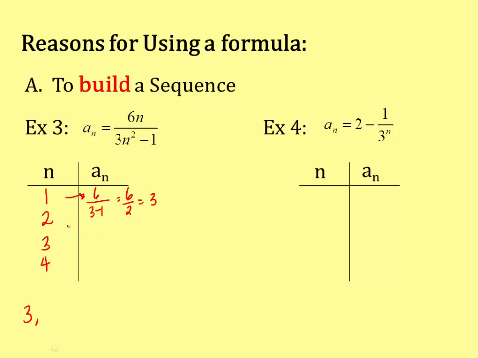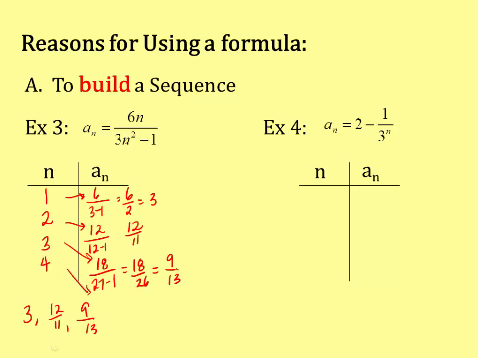Let's do 2. 6 times 2 is 12 over, let's see, 2 squared is 4 times 3 is 12 minus 1, so that's going to be 12 over 11. Leave it as a fraction, please, reduced. All right, let's try 3. 6 times 3 is 18 over 3 times 3 is 9 times 3 more is 27 minus 1. So this is 18 over 26. This does reduce, so you should reduce it, 9 over 13.